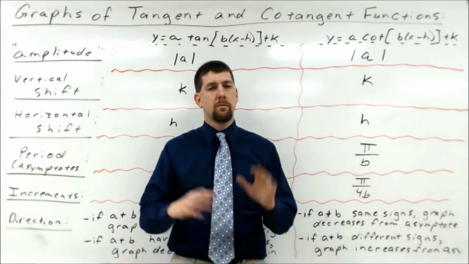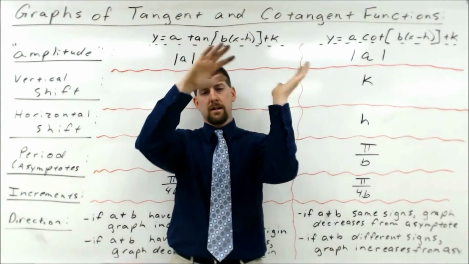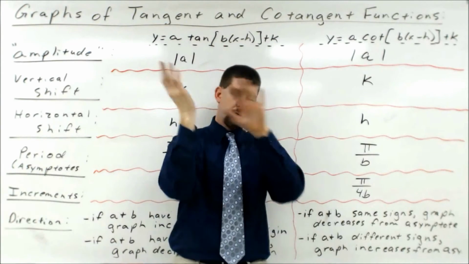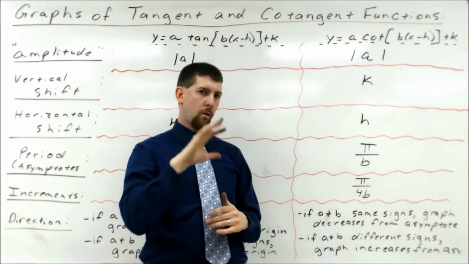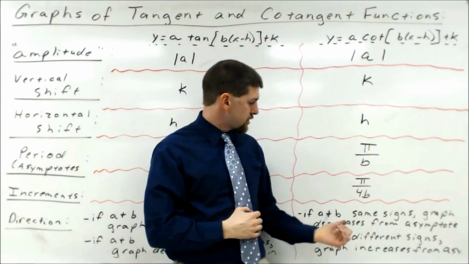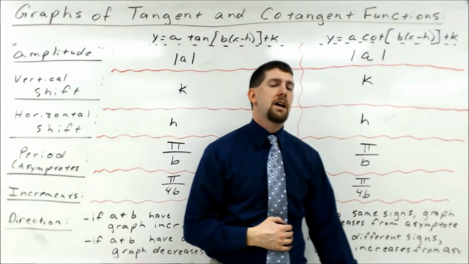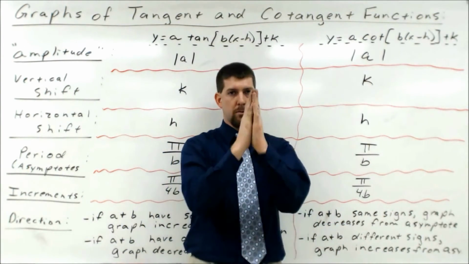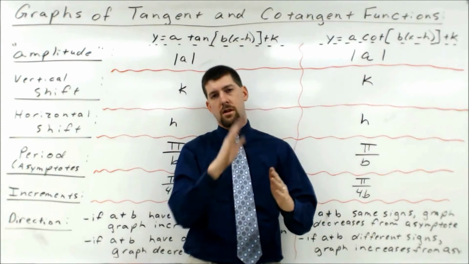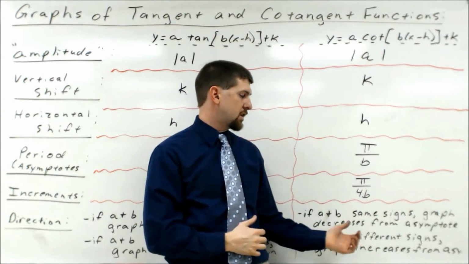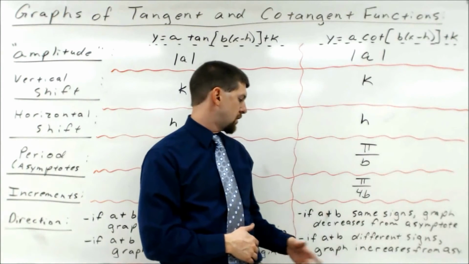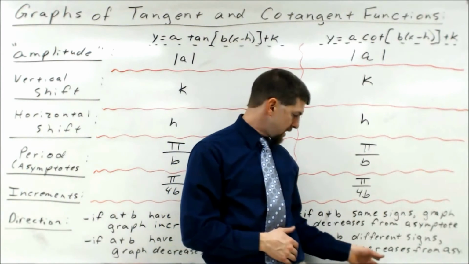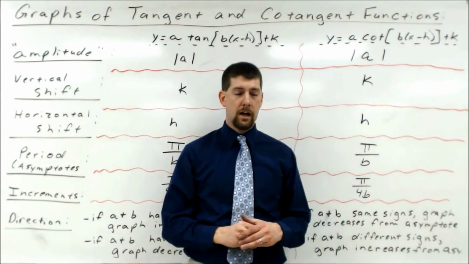Now with cotangent, remember cotangent was my tangent curve flipped over, so it was going in the other direction. It was that horizontal reflection. So here, if A and B have the same sign, it's going to be decreasing coming out of the asymptote. Remember, it starts out coming out of an asymptote instead of the origin. So it's going to decrease coming out of the asymptote. And if A and B are different signs, it's going to increase coming out of the asymptote.